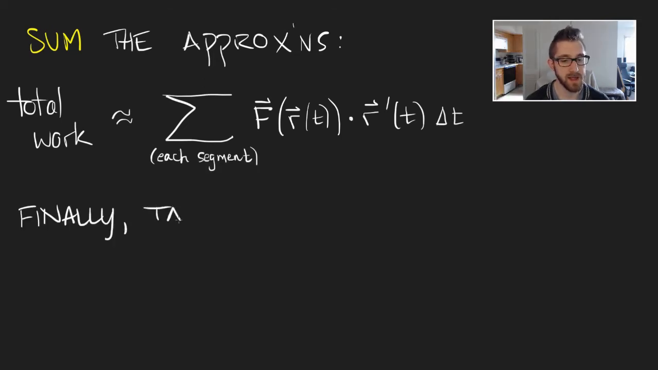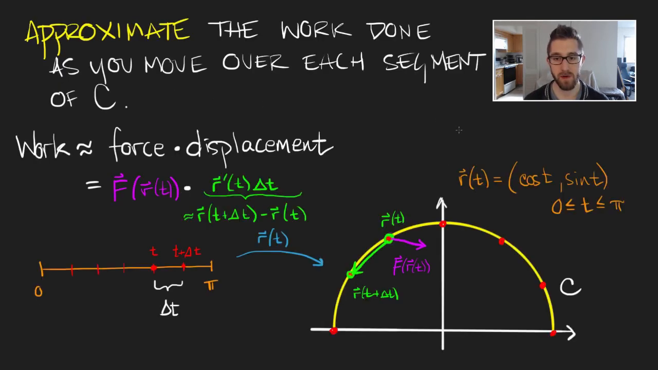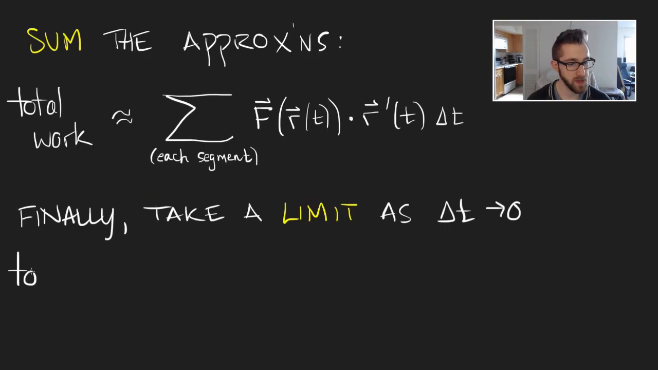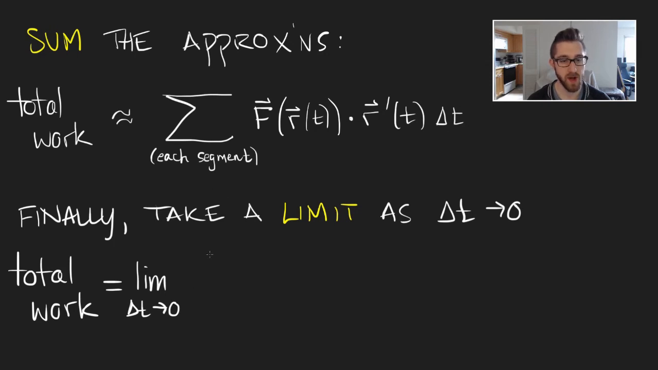Lastly, we'll take a limit, noting that if we were to take smaller delta t's than in the picture that we had before, the spacing between these segments would be smaller, and so we would be approximating the vector field by a single vector over shorter intervals, and so we'd expect our approximation to get better. So the total work we'll find by taking a limit as delta t goes to 0 of these approximations, which I forgot to note, these are Riemann sums.